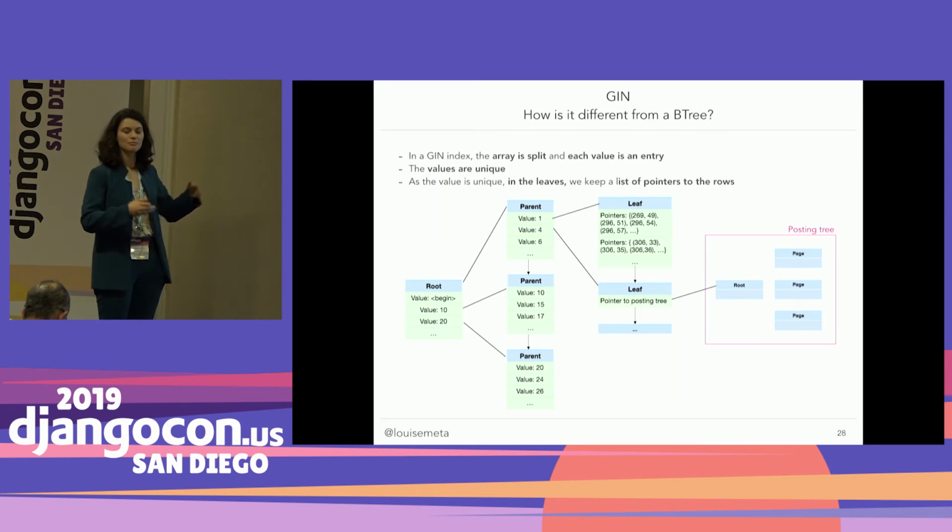Sometimes the list just becomes so big that it doesn't even fit in the page anymore. What happens in that moment is that we have a posting tree, which just contains pointers to crocodiles or rows that are stored in a tree instead of in the page.